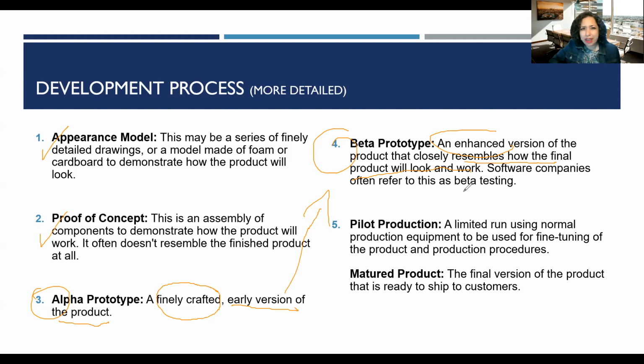And it gets way, way more interesting over here. A lot of companies get people to test at this point for the beta prototype. And then once you have the answers from that, you have the pilot production. Yes, it's very interesting to have a production for a proof. It's a limited run using normal production equipment to be used for fine-tuning of the product and production procedures. It usually goes into the hundreds of products to see if the production line can actually run and if it will actually work.